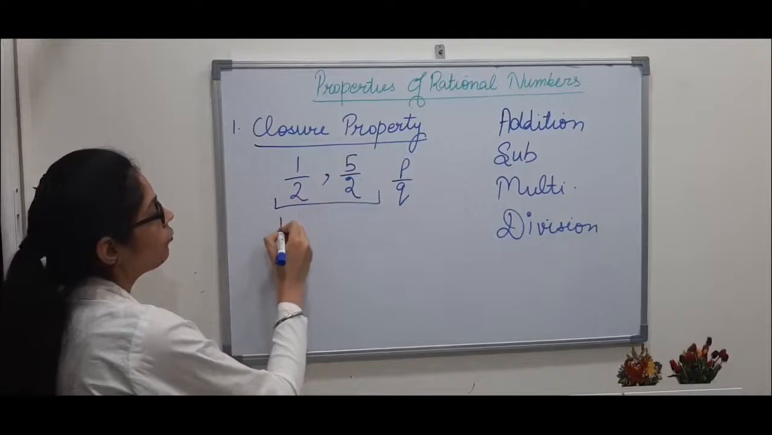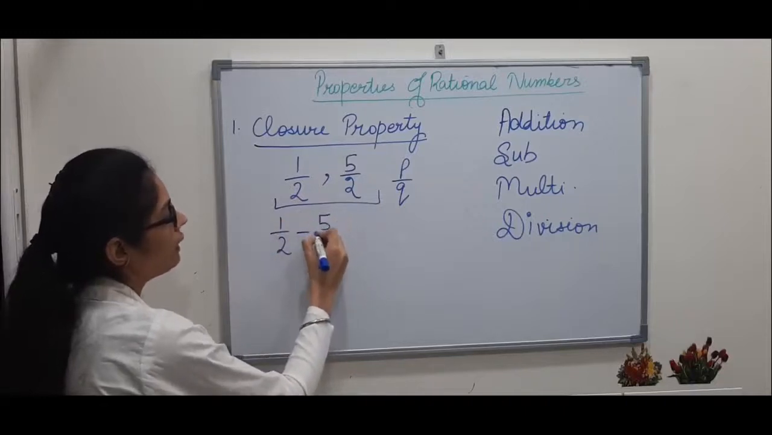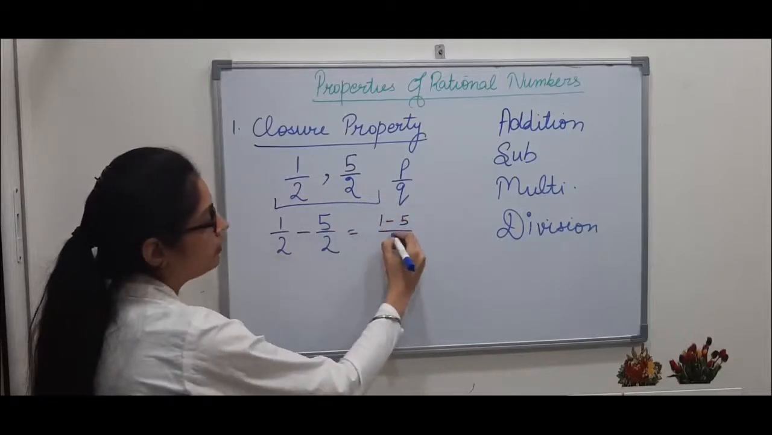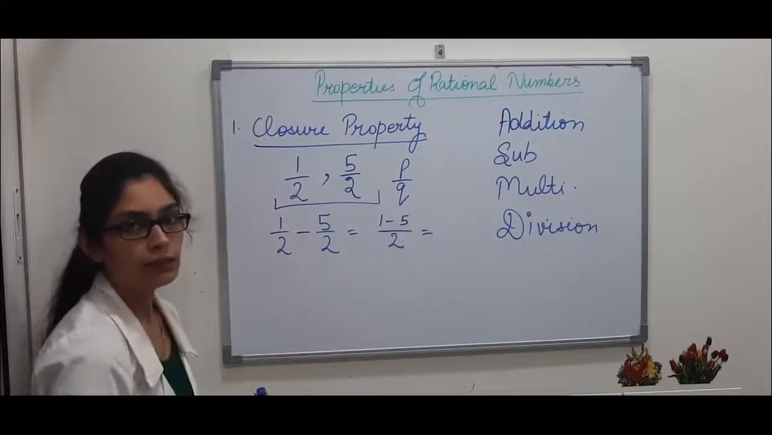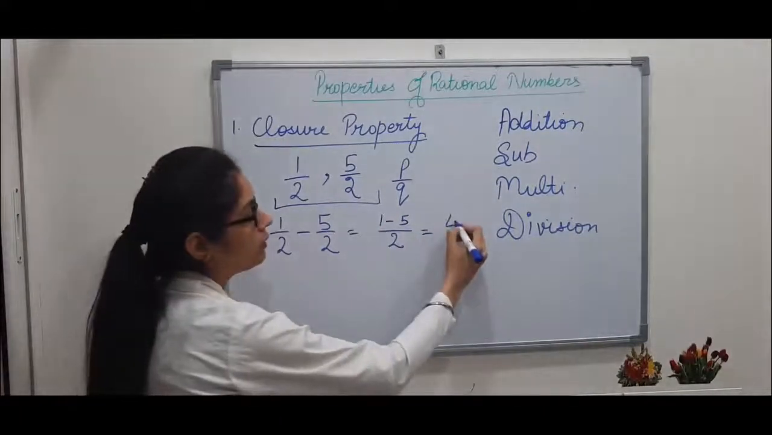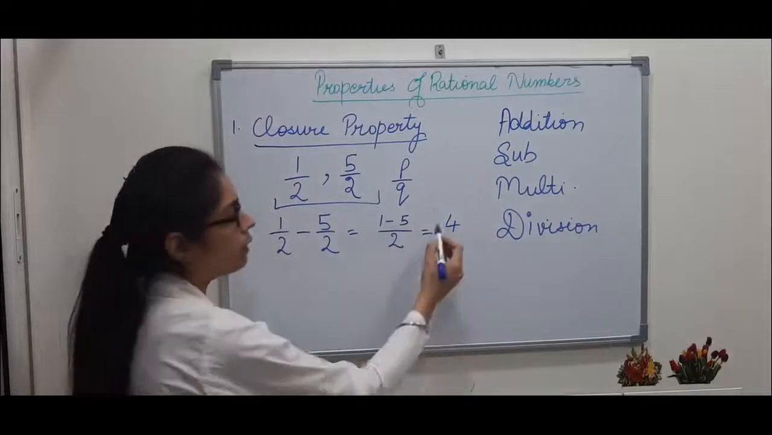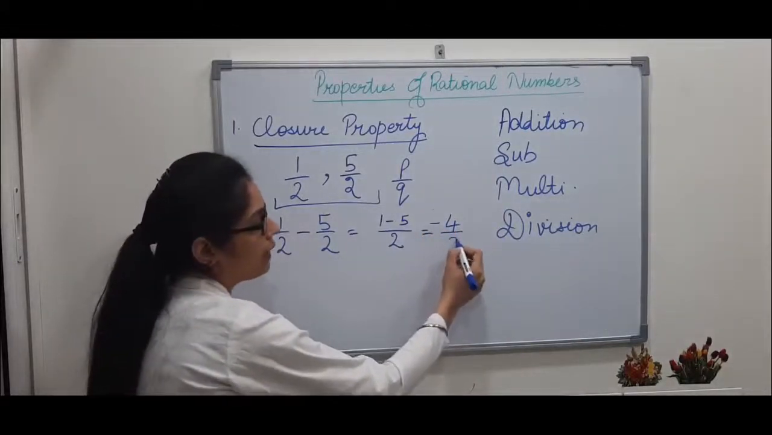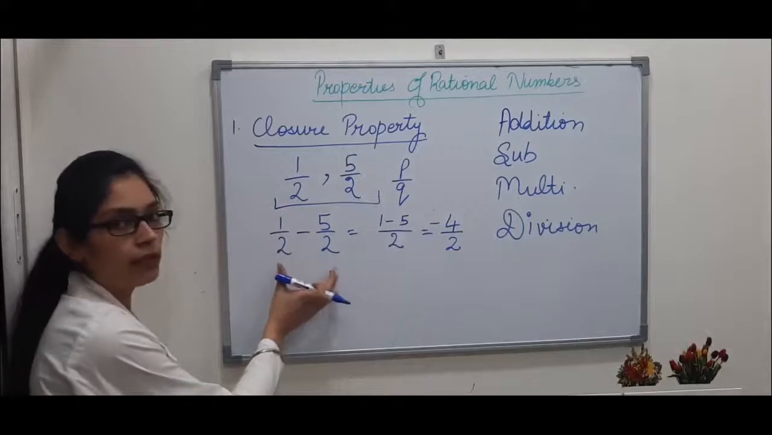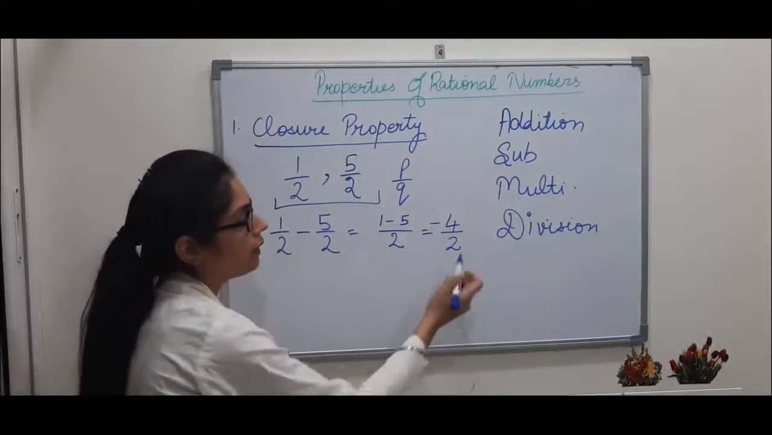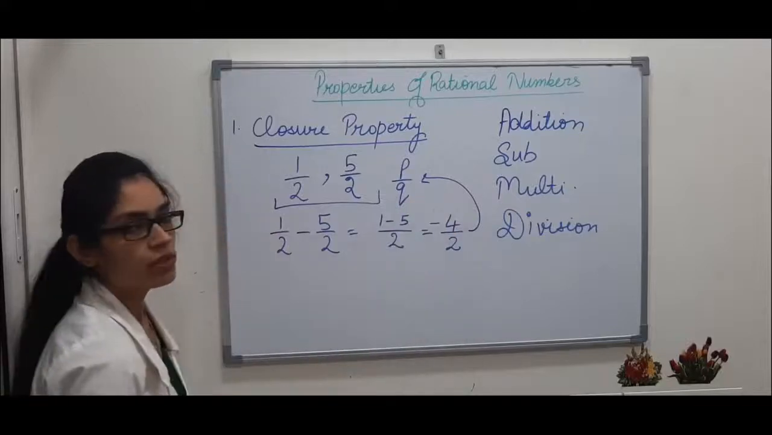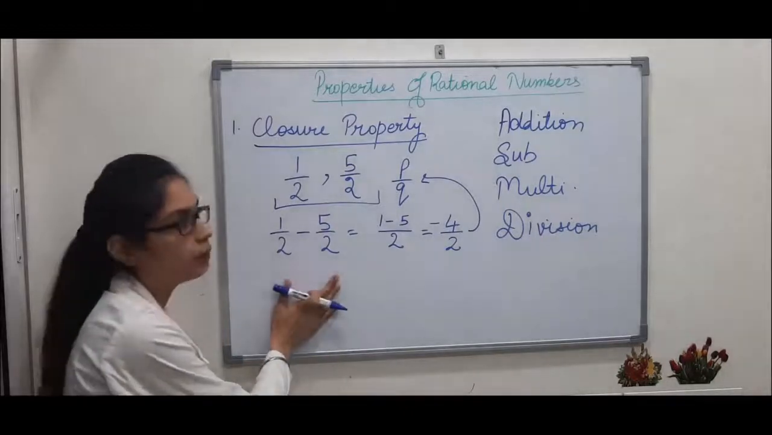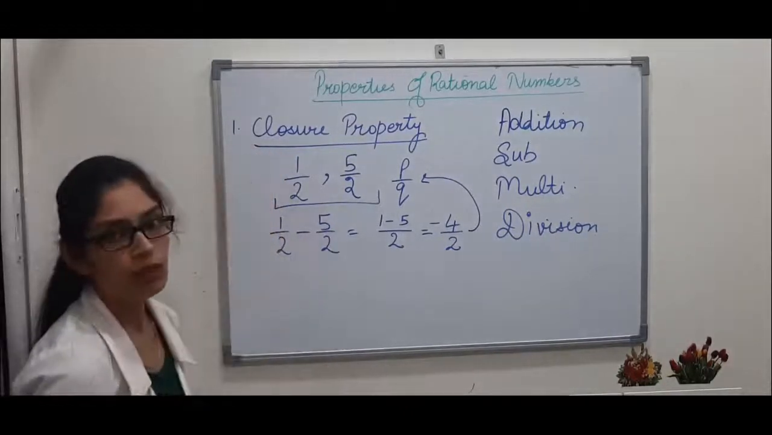Now I will do 1 by 2 minus 5 by 2. 1 minus 5, it will be 1 minus 5 by 2. Which means minus plus is minus, 5 minus 1 is 4, with the sign of the bigger number. Bigger number is 5, and with 5 I have minus sign. So with my answer also the sign will be minus. So on subtracting two rational numbers, I can see I am getting a number which is in this form, which is again a rational number. Which means subtraction of two rational numbers is also verified for closure property.